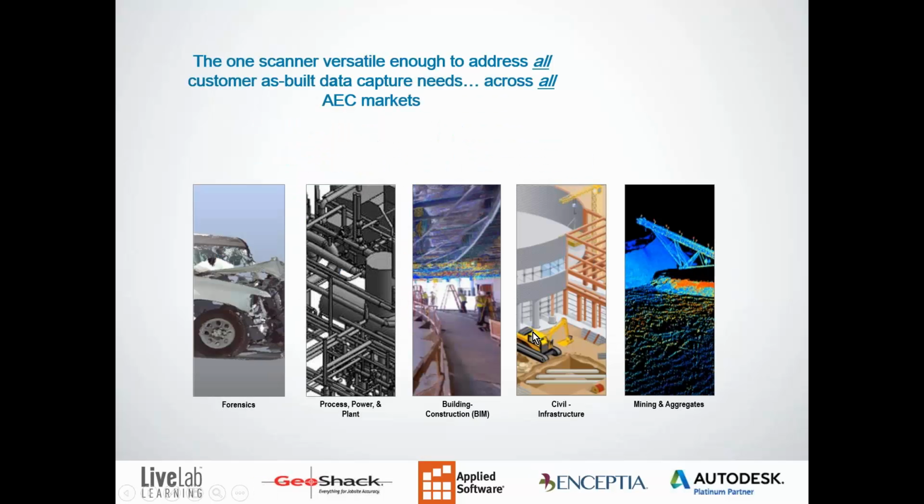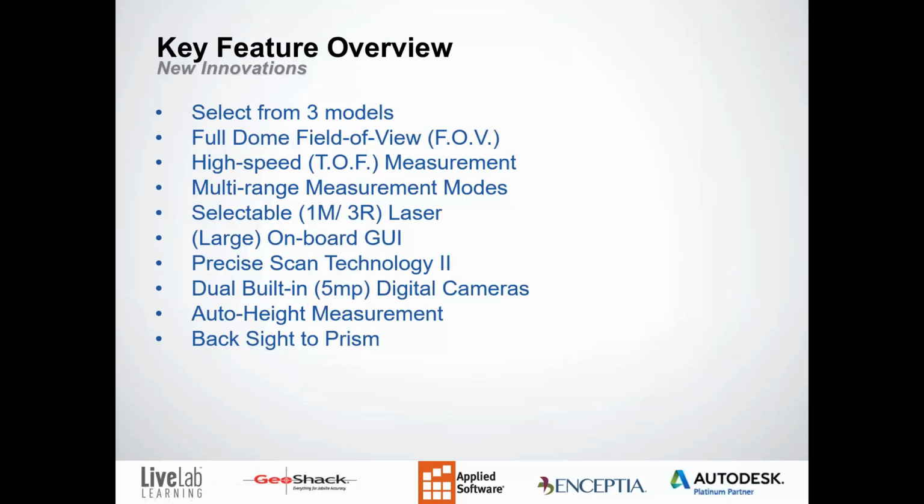So first, Topcon wanted to make a scanner that was very versatile, versatile enough to address any of the customers' needs through pretty much any of the markets they wanted the scanner for. So BIM is one of them, processing power plants, forensic, civil infrastructure. What they really did, as we go into the key overviews, is make 3 different models. All the models are identical in how they work and how they look. The difference is the distance they're able to measure.